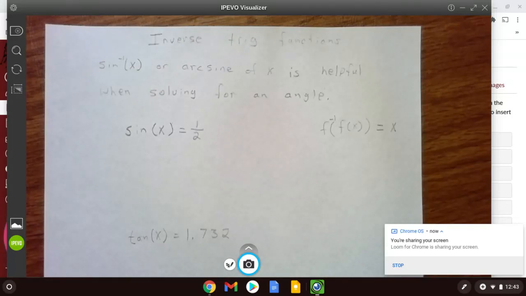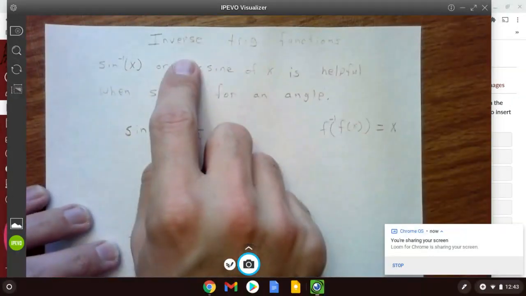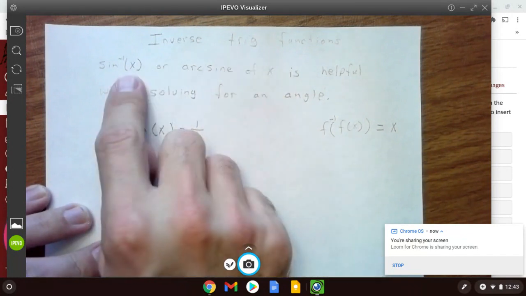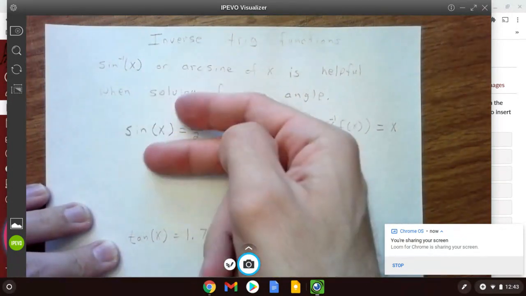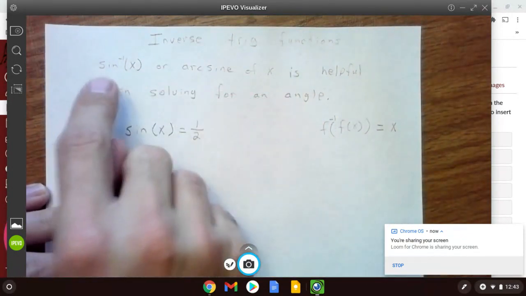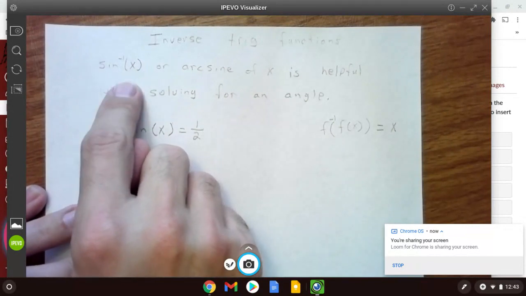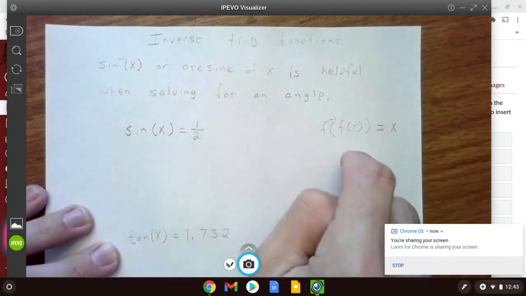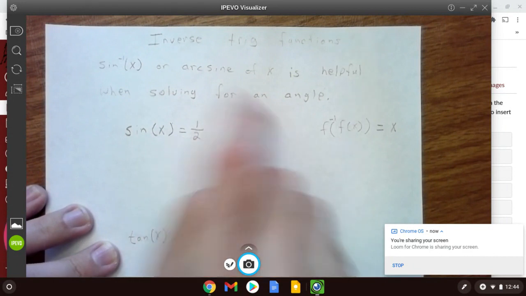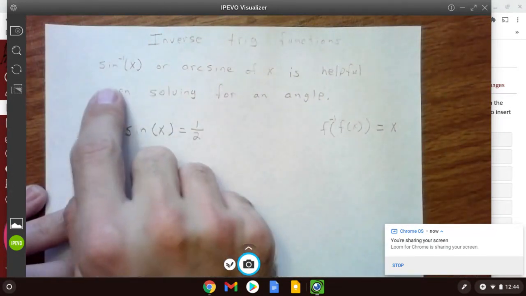So this time we are looking at the inverse trig functions. That is different than the reciprocal trig functions. The reciprocal ones were like cosecant, secant, cotangent. Inverse trig functions, instead of being the flip of a function, are going to actually undo what was already done to something. All right, so it's inverse, like multiplication and division.